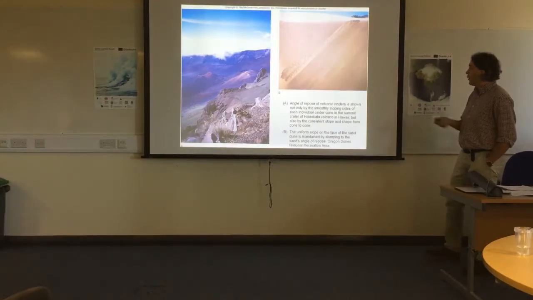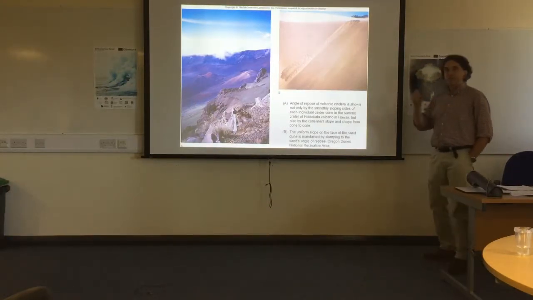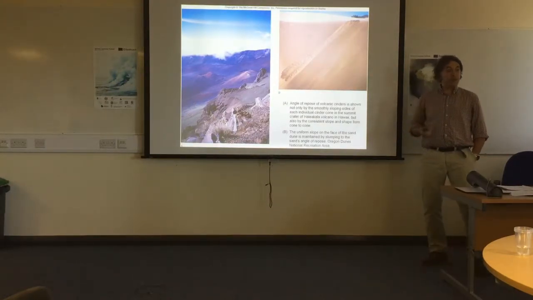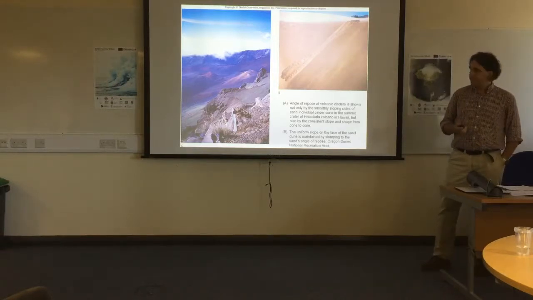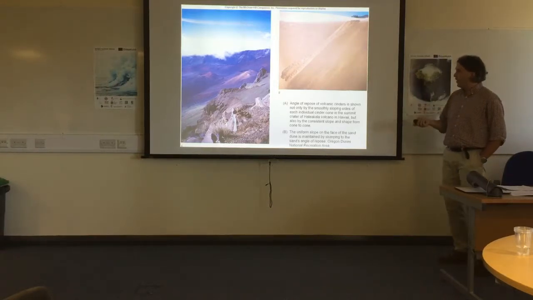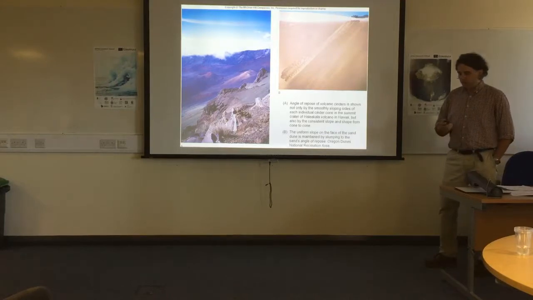And here you've got a volcano and a sand dune. Again, all stable at certain angles. But if you go beyond that, they start to become unstable. So again, it comes down to these friction angle and also cohesion.